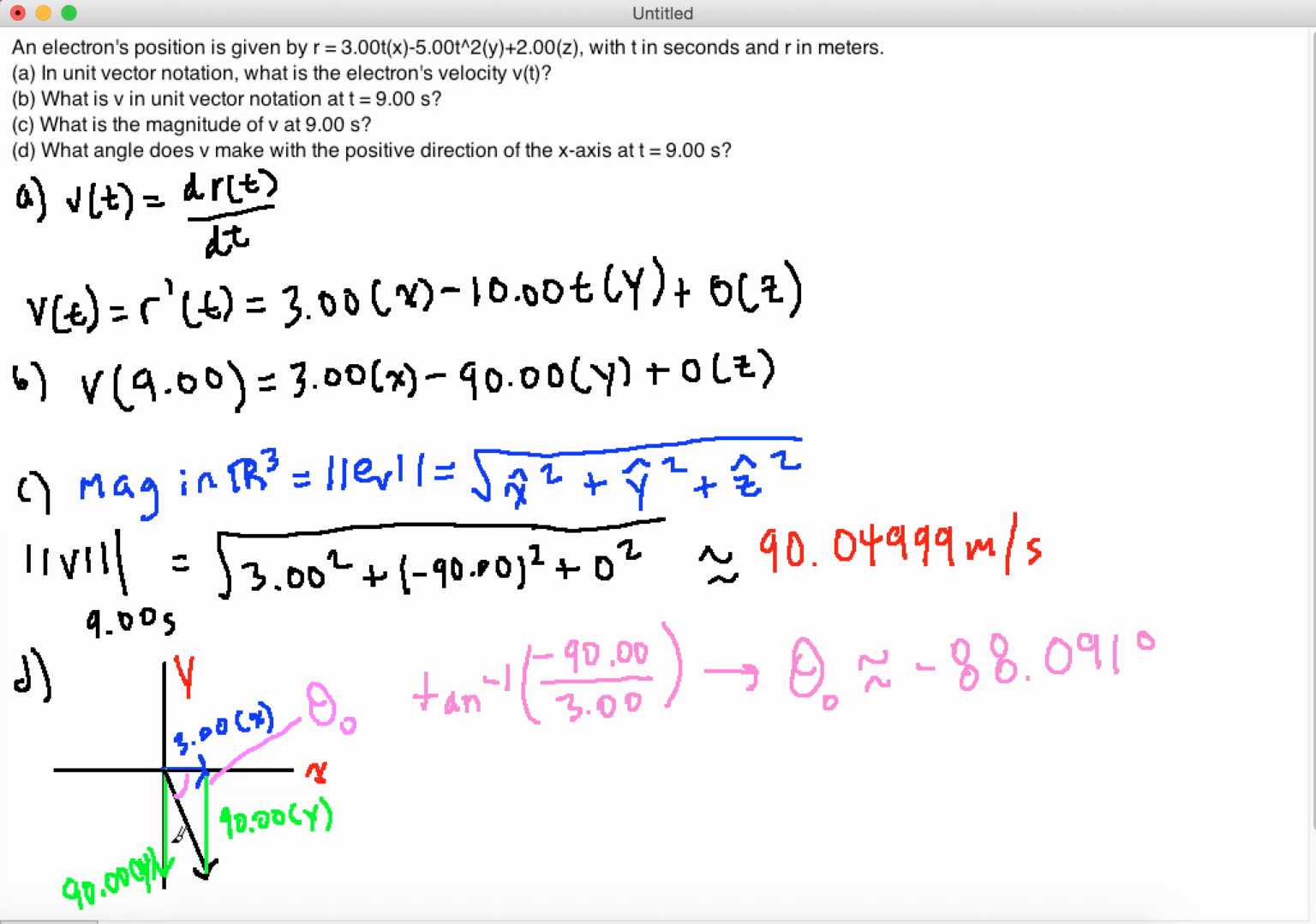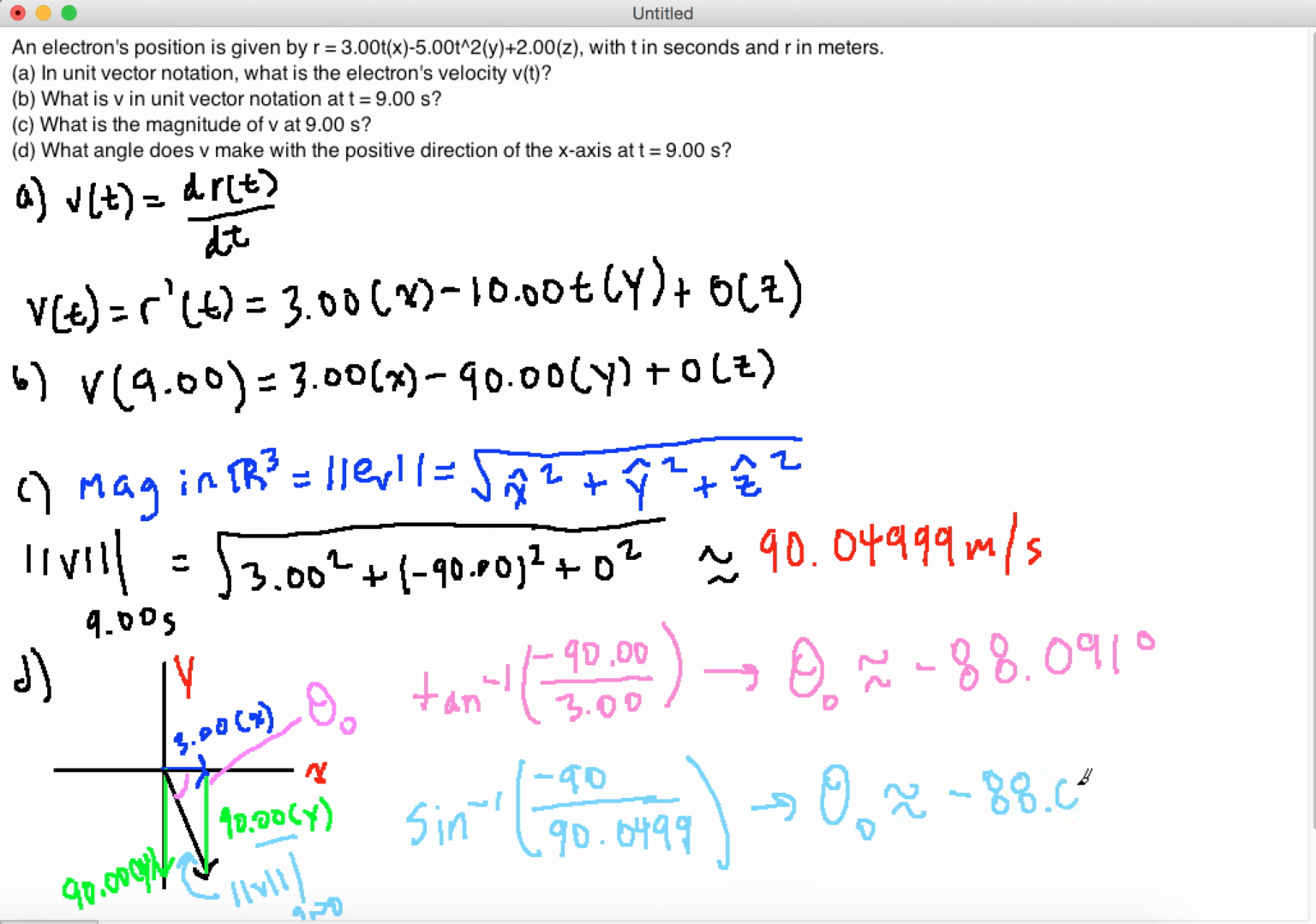And additionally, I just wanted to show you that you can solve this using a whole array of trigonometric conventions. You can additionally write it as the sine inverse of the y component against the magnitude component, so the magnitude of v at 9 seconds. That sine inverse will be the opposite side, negative 90, divided by 90.0499, and evaluating that, we get theta naught is also about negative 88.091 degrees, the same exact angle.